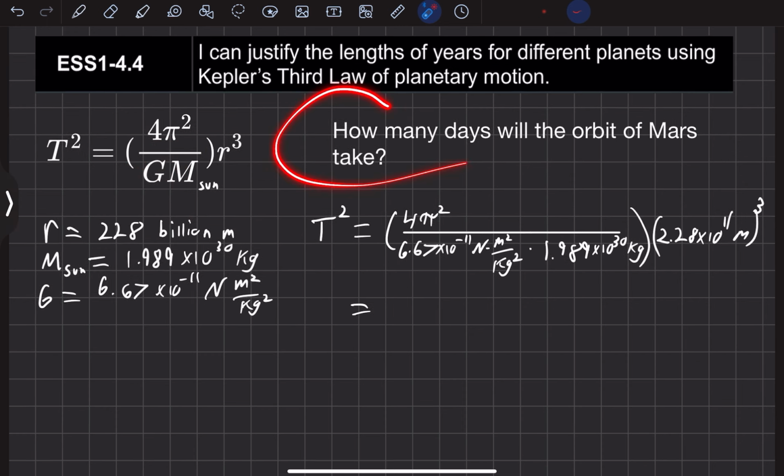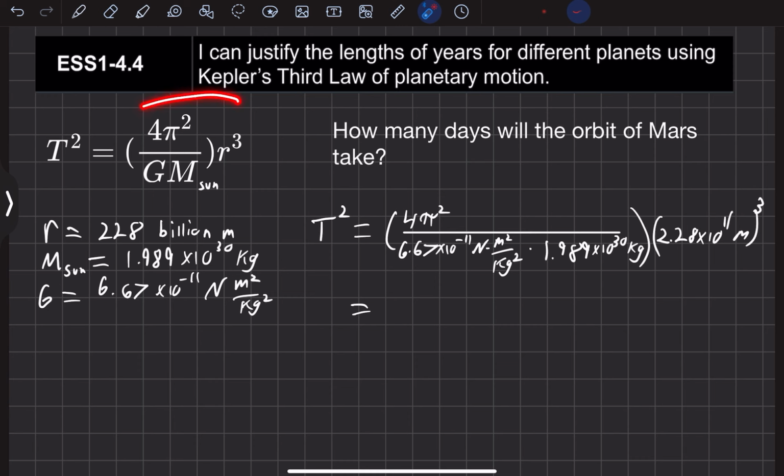So the question we're going to ask is how many days will the orbit of Mars take? For this one is what we call plug and chug. You just plug in the values and solve it. You need a few values. First off, you need the mass of the sun, which is 1.989 times 10 to the 30th kilograms. You need the radius. How far away is Mars from the sun? That's 228 billion meters. And then you need G, the gravitational constant, which is 6.67 times 10 to the negative 11th newton times meter squared divided by kilogram squared.